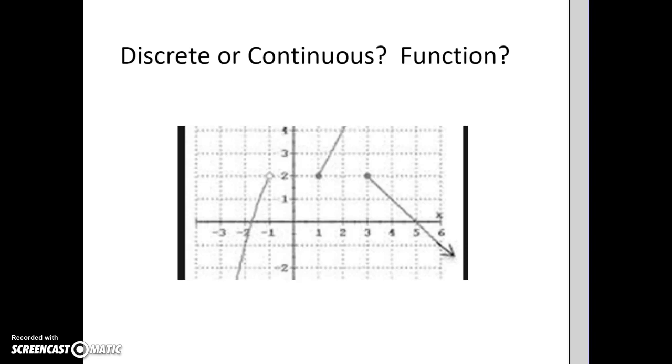Discrete or continuous, or is it neither? Is it discrete? No, it is not discrete. Why not? It is not individual points. Is it continuous? No, it is not. There are breaks in the graph.